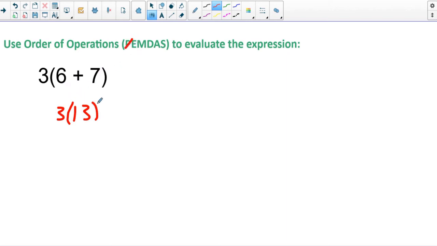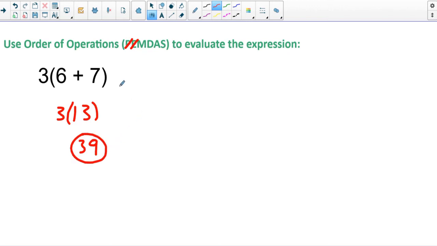All right, 6 plus 7 gives me 13. That's the P. Here there are no exponents to get rid of. So next is multiply and divide. So I'm going to multiply these, 3 times 13. So 3 times 3 is 9, and 3 times 1 is 3. So my answer for this should be 39.